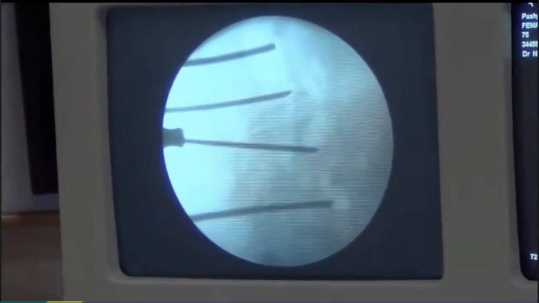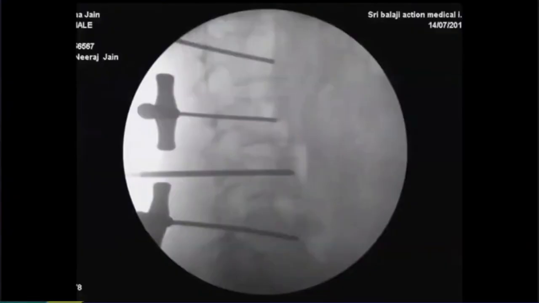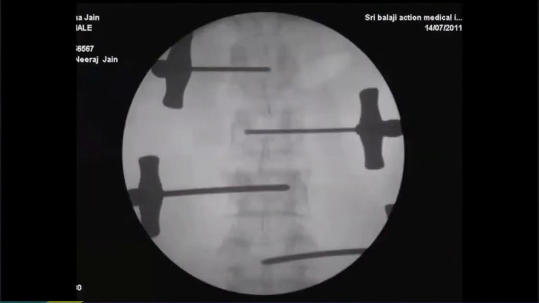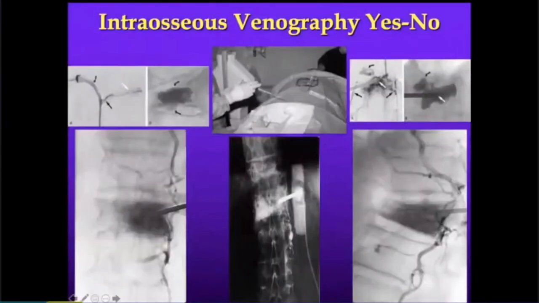And this is how it looks at the end of the needle placements. Be very, very sure in AP, lateral, oblique, all views, that you've not breached the medial border of the pedicle, you've not gone anteriorly, you've not gone the other side of the cortex, unless it's a burst fracture where you can't really help it much. This is what it is.